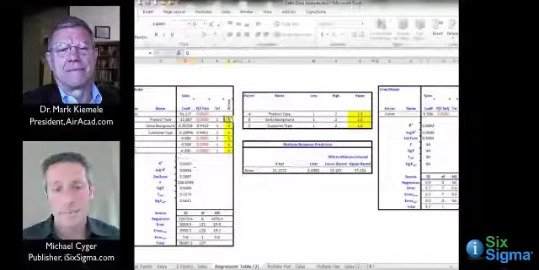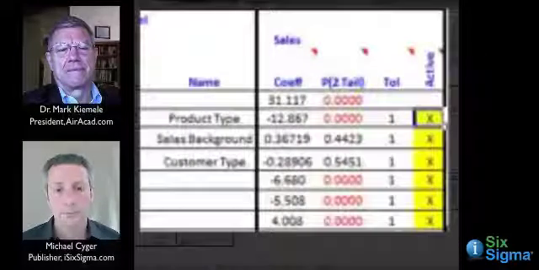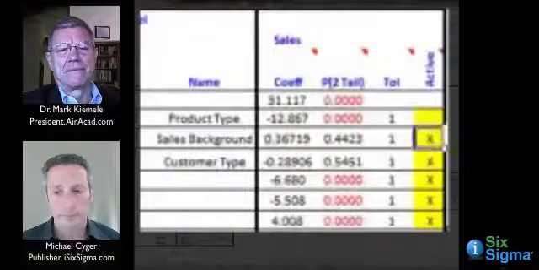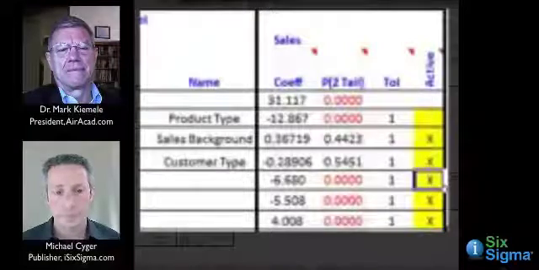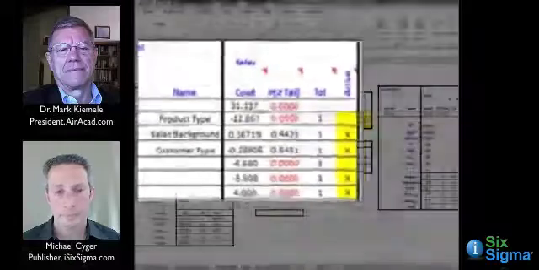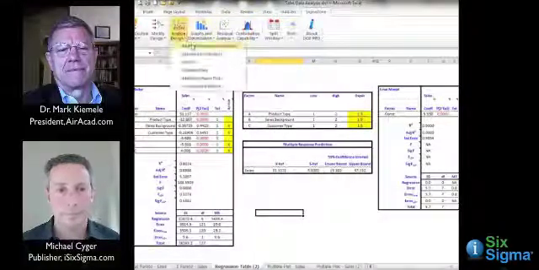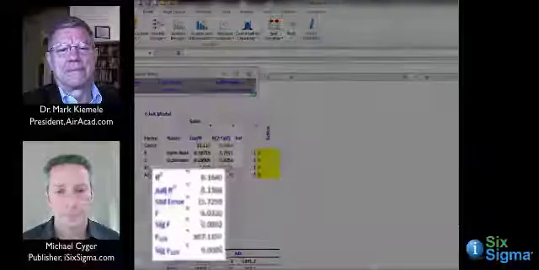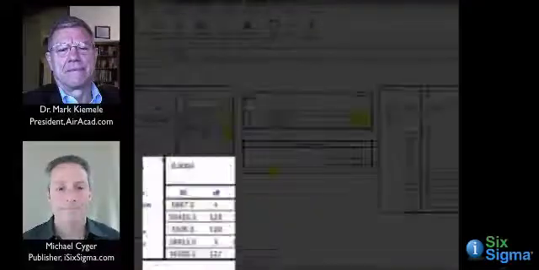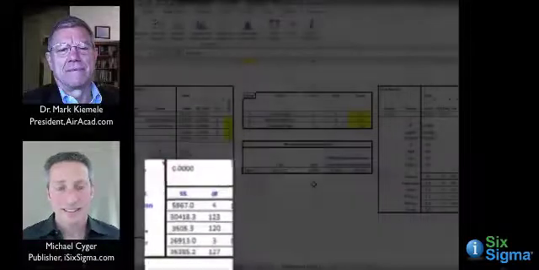Well, let's take it out and see. Let's take these two out and re-regress and see what R-squared does here, Mike. And we can get that pretty easily. Look, R-squared is down to 16%. If you don't think product was a significant factor, think again, because without it you're down to 16%.